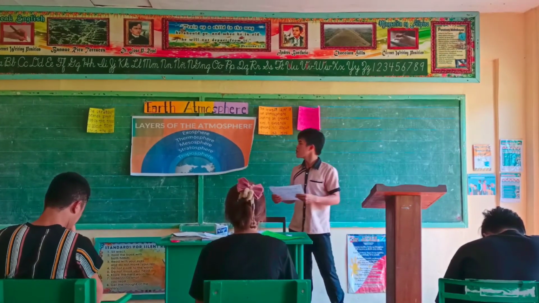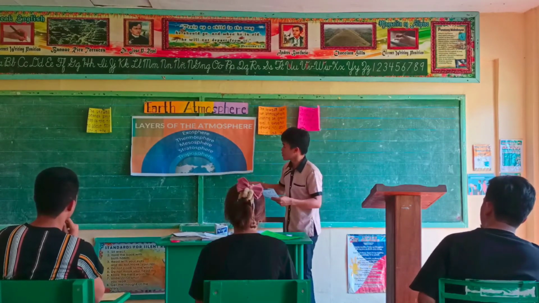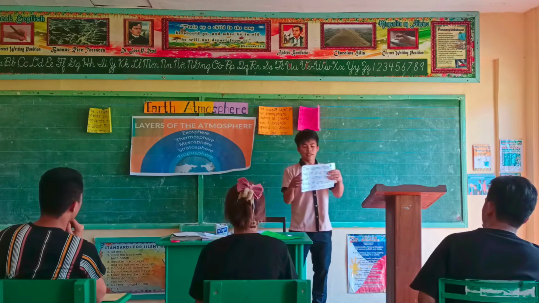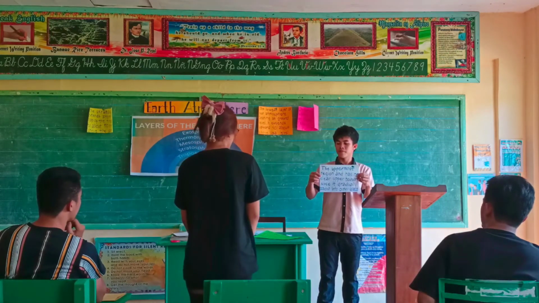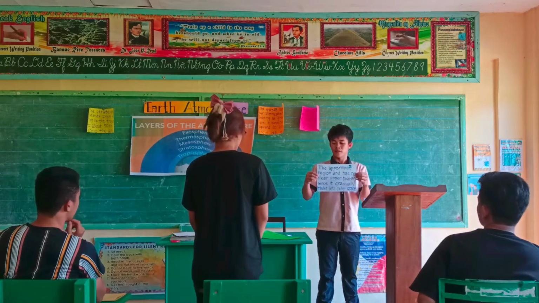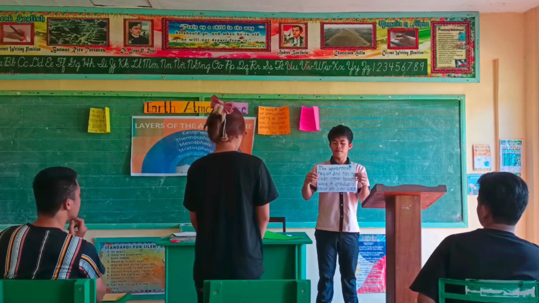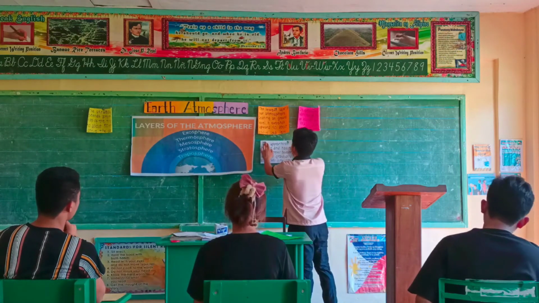Okay, now let's go to the fourth layer of the atmosphere. We have the thermosphere. Kindly read it, Hannah. The thermosphere is the uppermost region and has no clear upper boundary since it gradually fades into outer space. Yes, very good. That is the thermosphere.